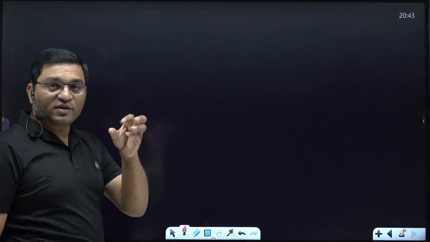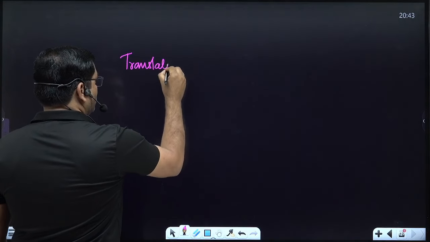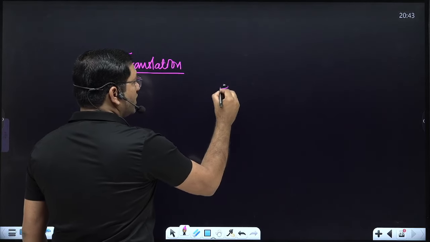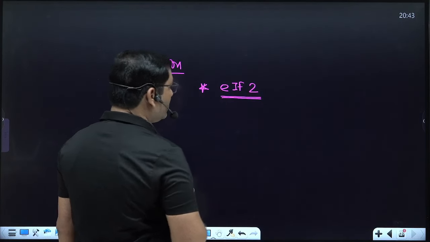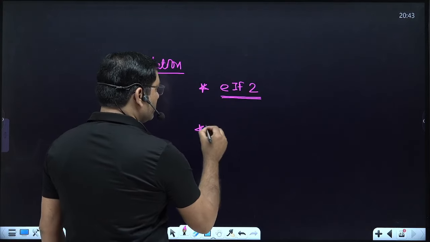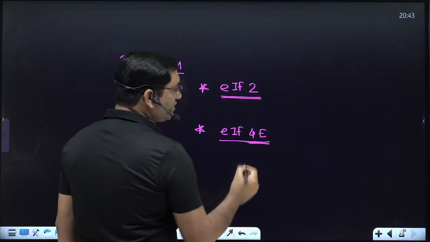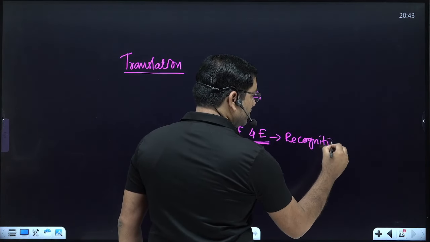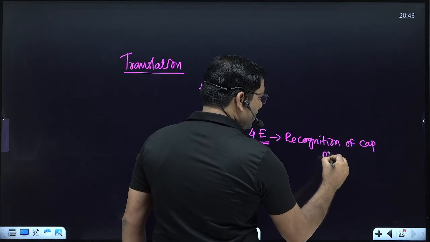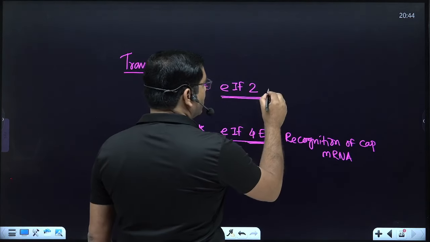Now, how is translation regulated? By two simple factors. First, regulation of eukaryotic initiation factor 2. And the second important thing is regulation of eukaryotic initiation factor 4E. This 4E recognizes the cap on the mRNA; it helps in recognition of the cap. And eukaryotic initiation factor 2 is important for the initiation process.